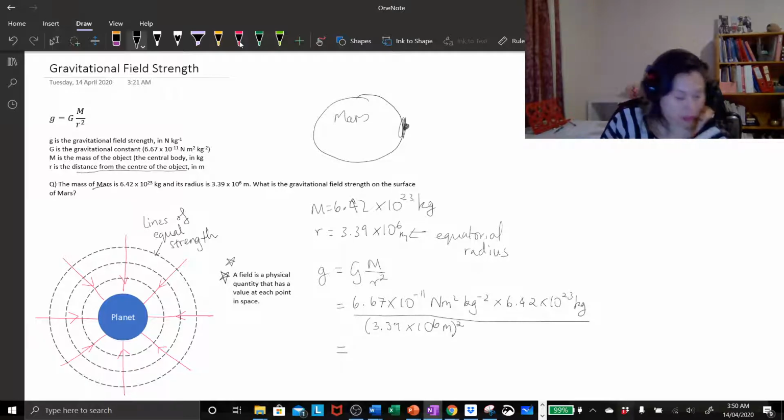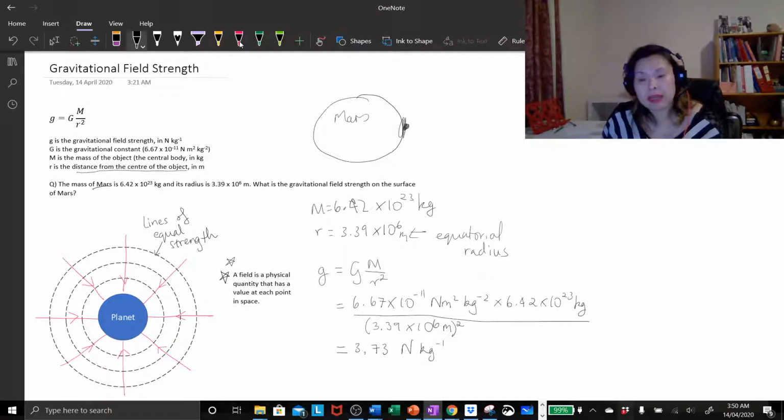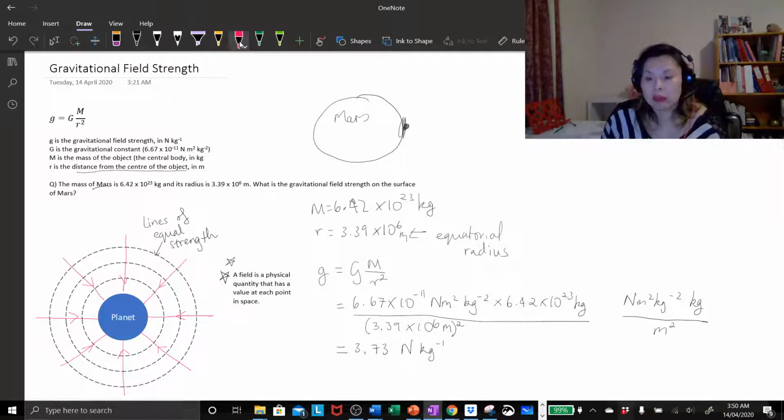Our answer will become 3.73 newtons per kilogram. Now you're probably wondering, how did you get those units? Let's have a look here. Newtons meters squared times kilograms to the negative 2, and then we multiply it by another kilogram. In the denominator we have meters, and it's squared because we actually squared that distance. Now the meter squared in the numerator will also cancel out with the meter squared in the denominator.